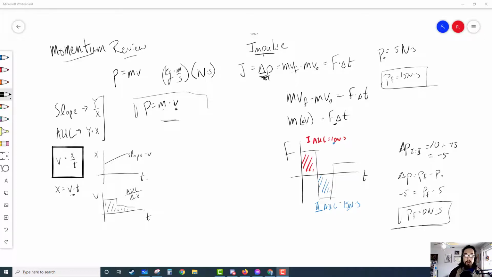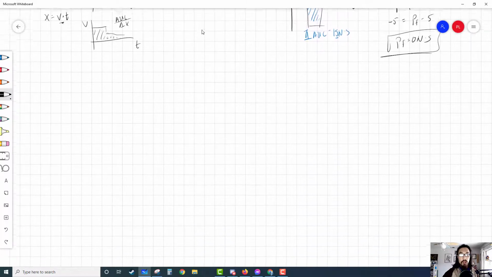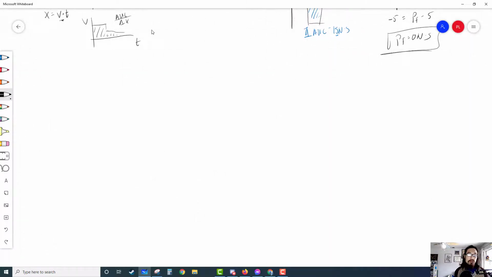All right, so the other thing that we covered in this unit were the types of collisions and how it deals with energy. So there are 3 types of collisions.